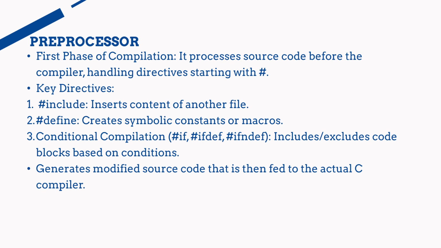Preprocessor. The preprocessor is the first phase of compilation. It processes the code before the compiler, handling directives starting with hash, like hash include, which inserts the content of another file, like hash include stdio.h, and hash define, which creates macros. Conditional compilation includes or excludes code blocks based on conditions, and it generates modified source code that is fit for the actual C compiler.